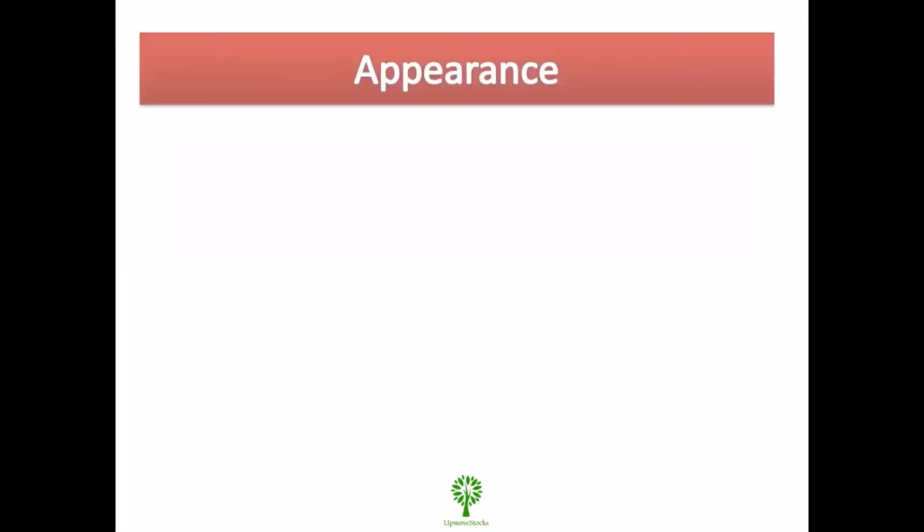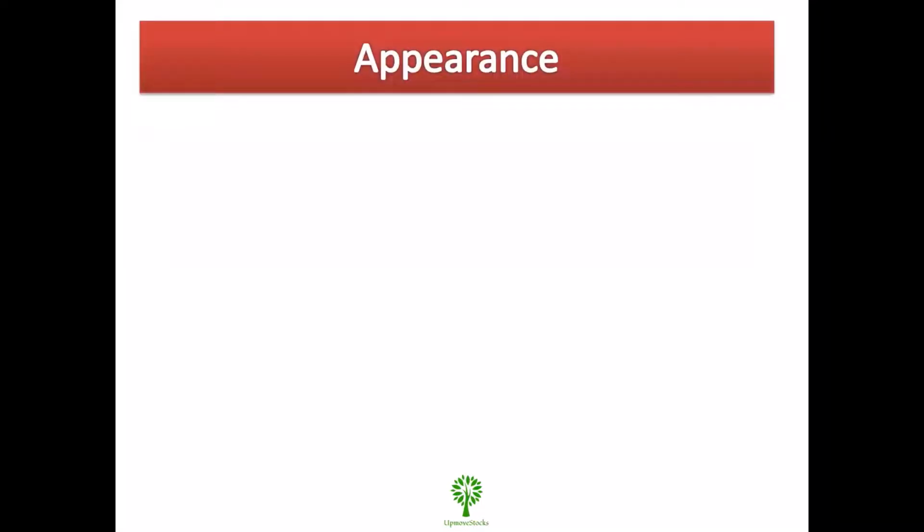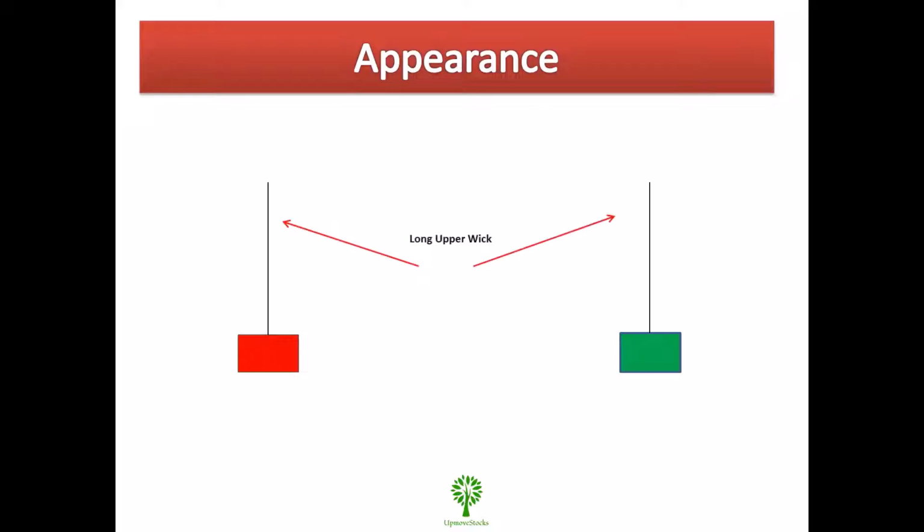So the first important part that we will be covering today for a shooting star candle is its appearance, how it looks like. So let's start. There are 5 important characteristics of a shooting star candle that you need to observe while considering a candle as a shooting star candle. The first one is a long upper wick. A shooting star candle will have a long upper wick. This is very important. This is called the wick.